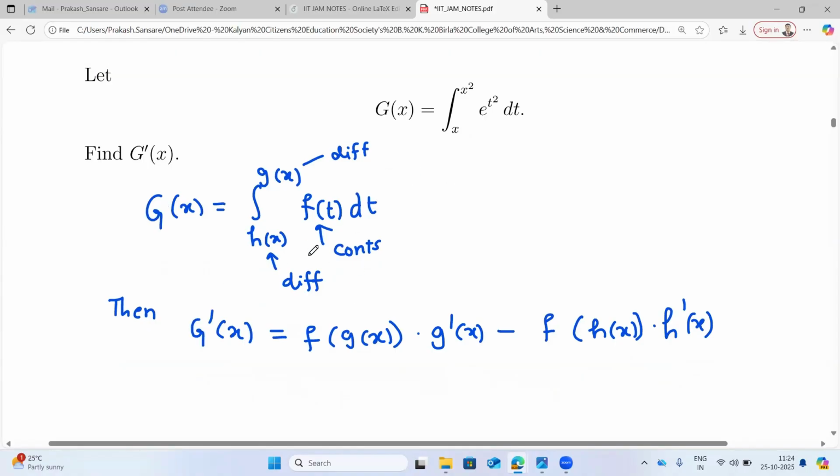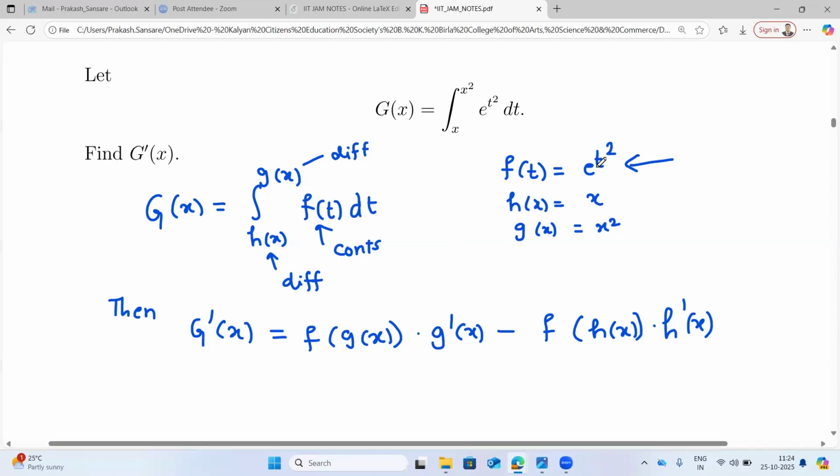Okay, so by comparing this, can you tell me what is my f of t here? E raised to the power t square. Very good. What is my h of x? x. And g of x is x square. So I need to check whether f is continuous. Is e to the power t square continuous? Yeah, it's an exponential function.